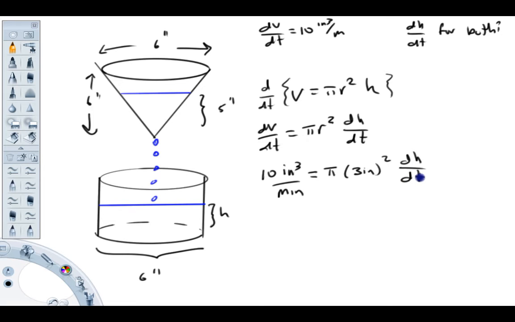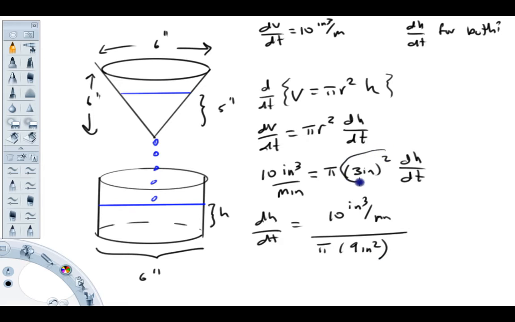It's pretty easy to solve this for dh/dt. We're going to get 10 cubic inches per minute divided by pi times 3 inches squared, which I'll write as 9 square inches. Dimensionally, these square inches and cubic inches are going to cancel. This is going to give me some numerical value, and unit-wise we end up with inches per minute.